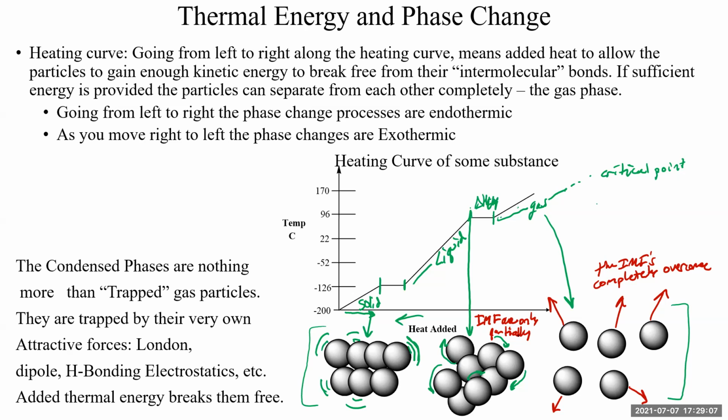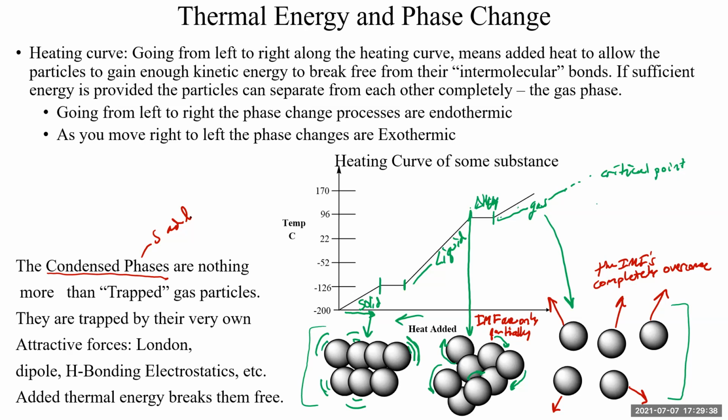So as you add more and more energy, the particles loosen up until they're completely free gas particles. Until then, they are trapped. Think of it this way: the so-called condensed phases of matter, which are the solid and the liquid state, are simply frustrated gas particles. They're just gas particles that have been trapped by their own intermolecular forces due to the lack of thermal or kinetic energy.